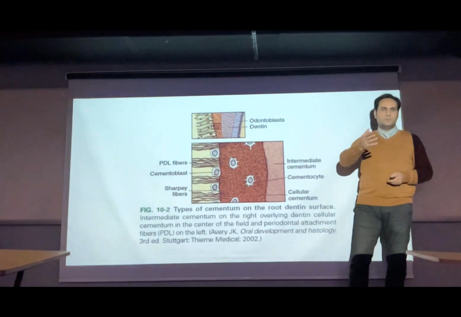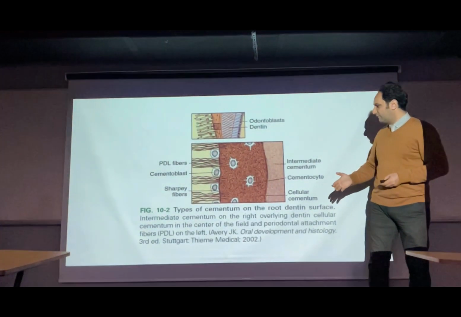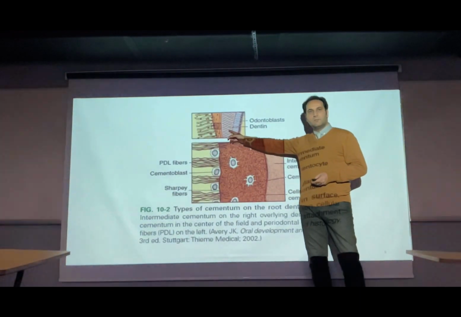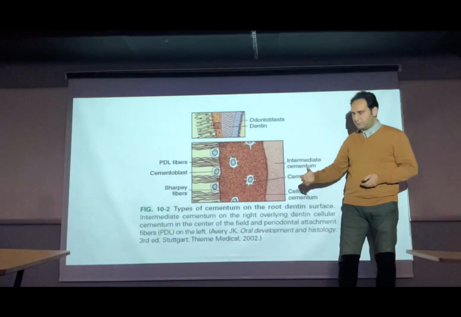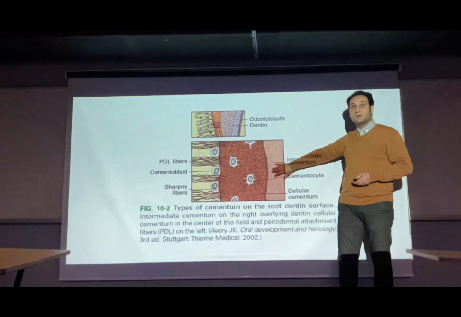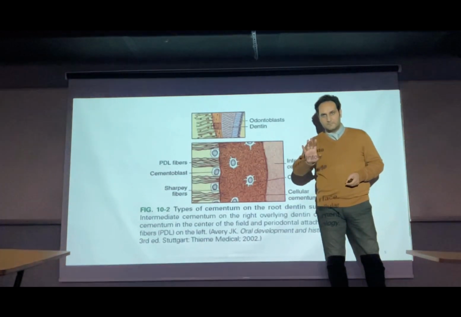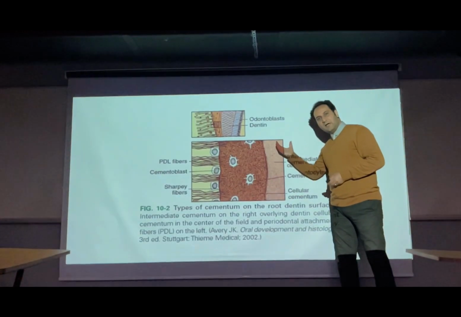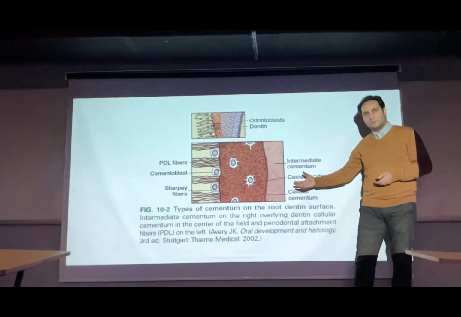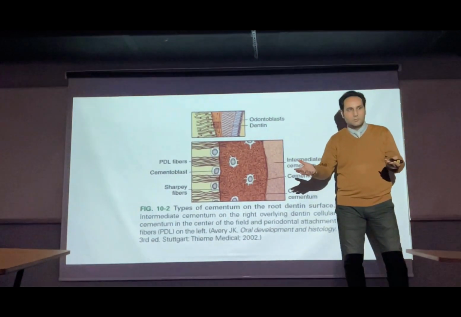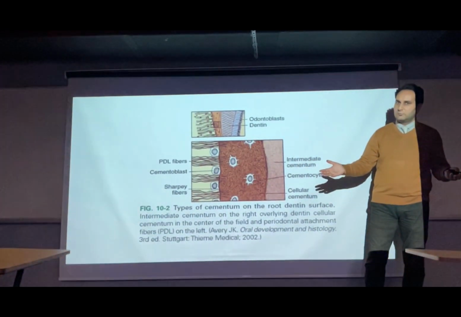Why did we say the origin of primary cementum or intermediate cementum is the Hertwig membrane? Because in the beginning, this structure comes from the Hertwig membrane. Okay? And this primary or intermediate cementum, because it doesn't have any cells, is known as the acellular cementum. Okay?